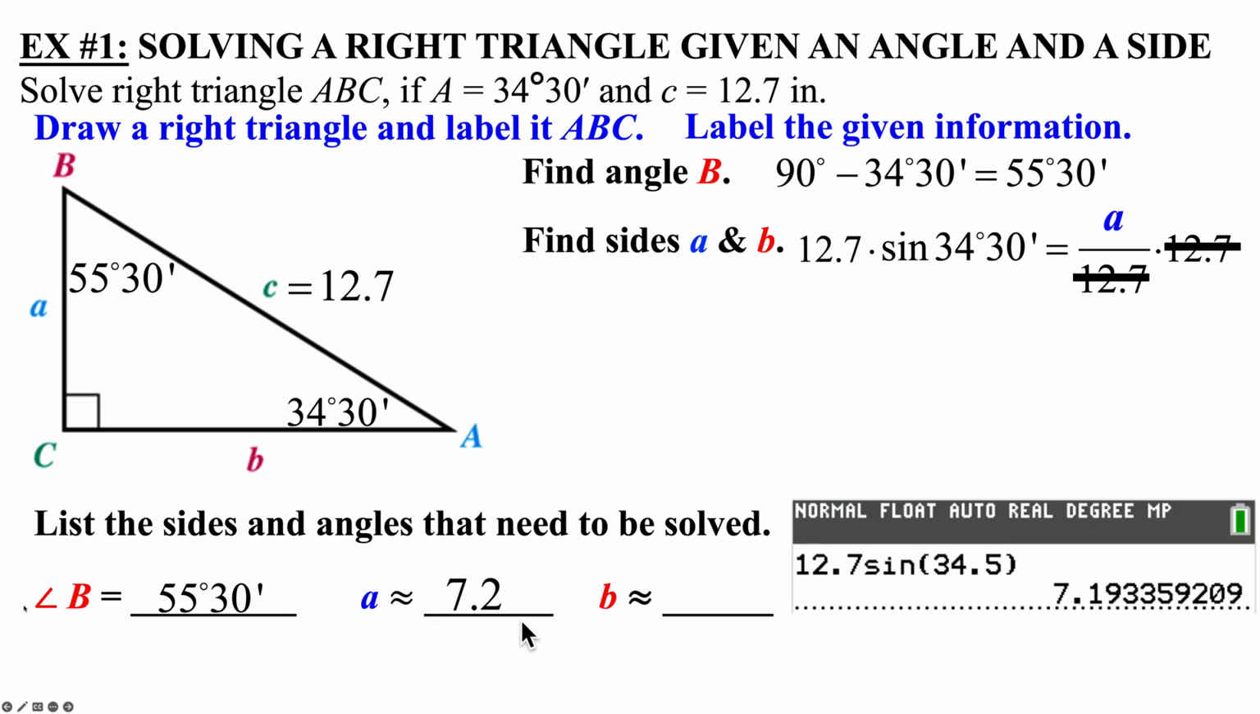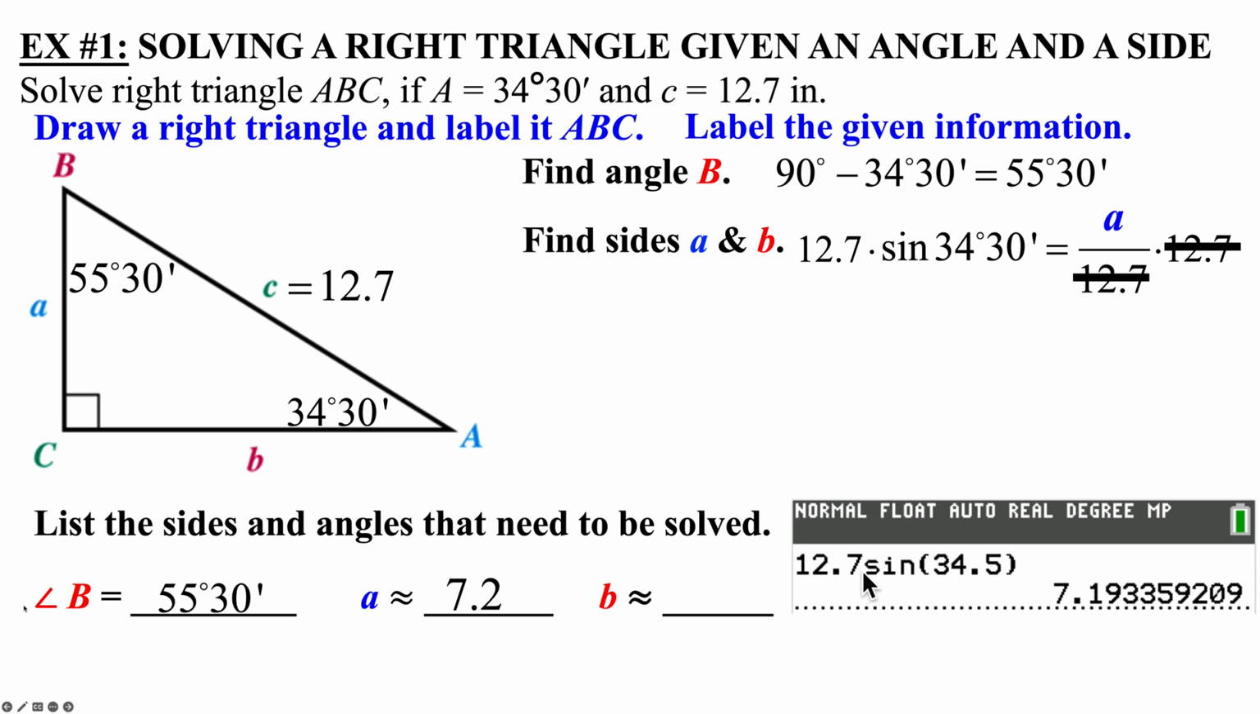Here I rounded it to 7.2 for the following reason. C was 12.7, which is 1 decimal place. So if they don't tell you what to round to, then they're kind of insinuating we want everything rounded to 1 decimal place based off of the information given.